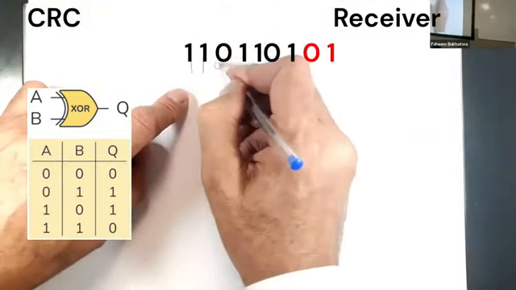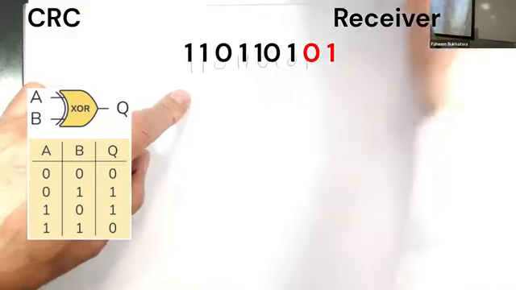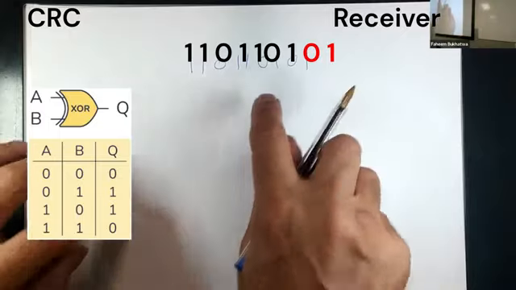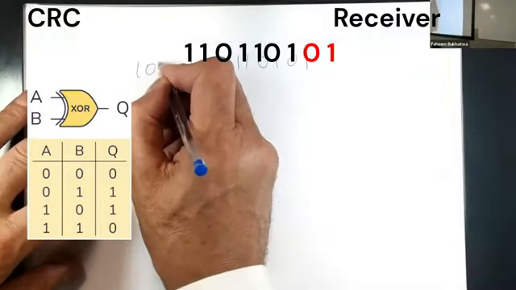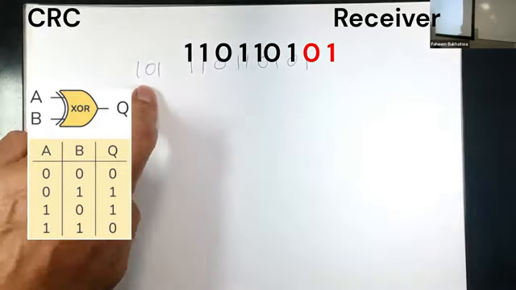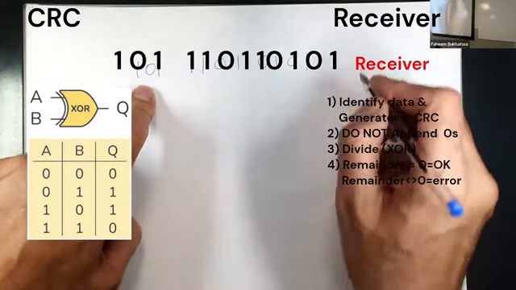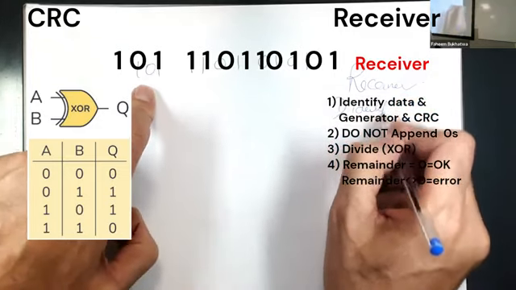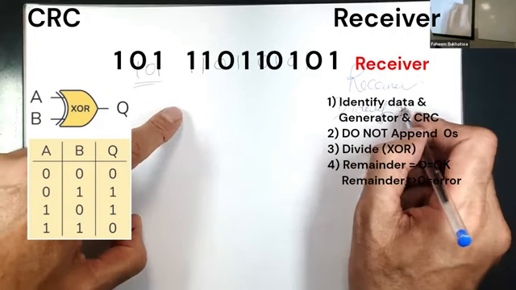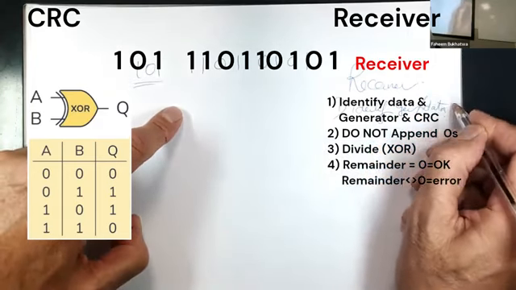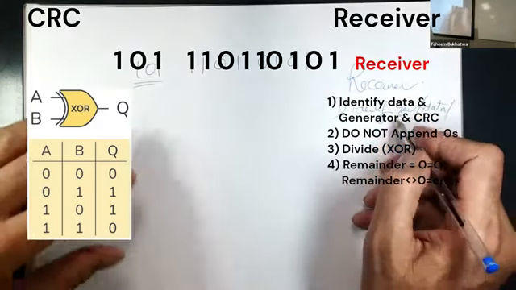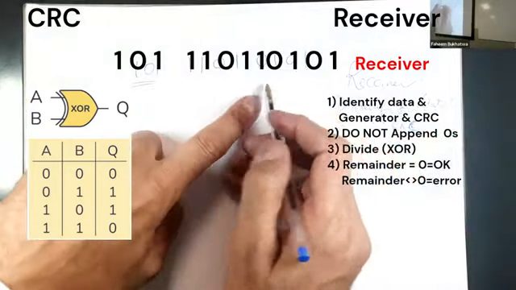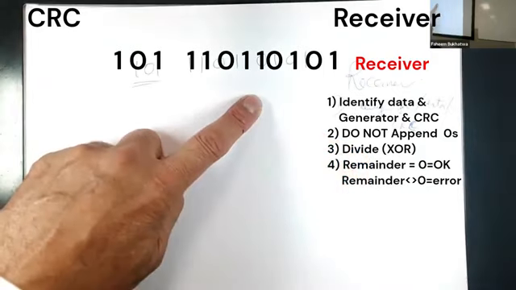So this is what the receiver got. The sender sent us this frame, and you know the generator is 101. This is an agreed number. Now, what do you do as a receiver? First, identify your generator, your data, and your CRC, or frame check sequence. So where's the data? Where does the data end here? Yeah.